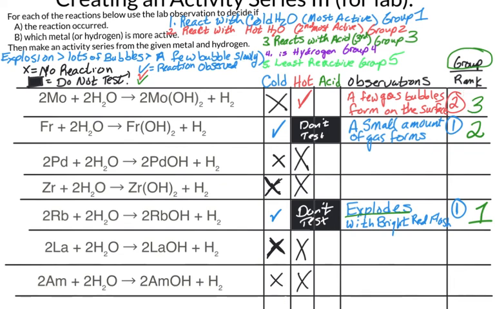None of the other ones react, so we cannot do the acid test with rubidium, francium, or molybdenum. Those are not allowed to go to the next step. Again, we could have an explosion. We don't want that to happen.